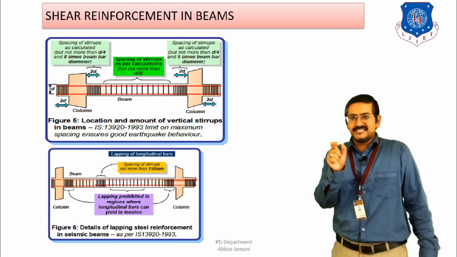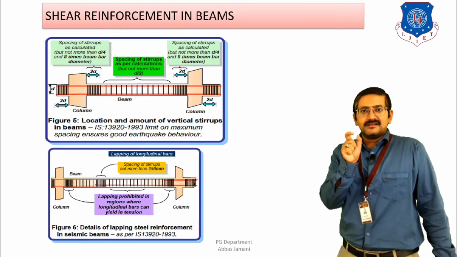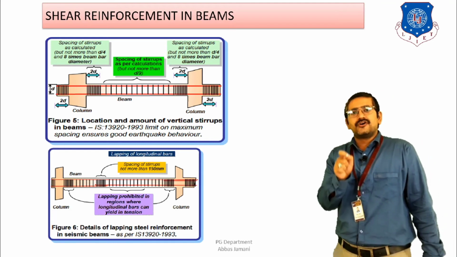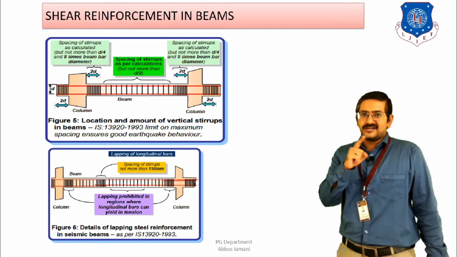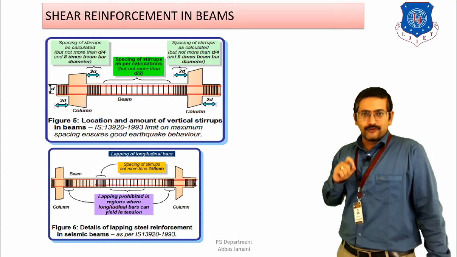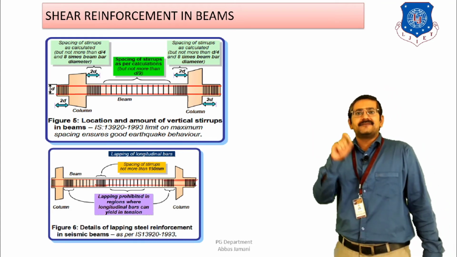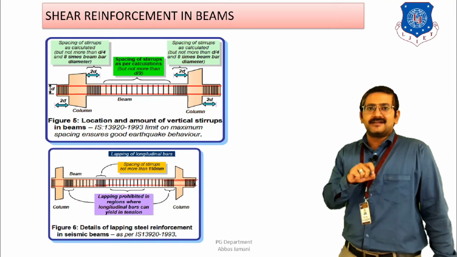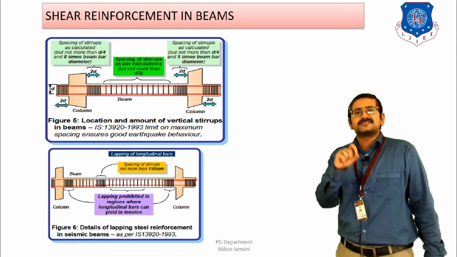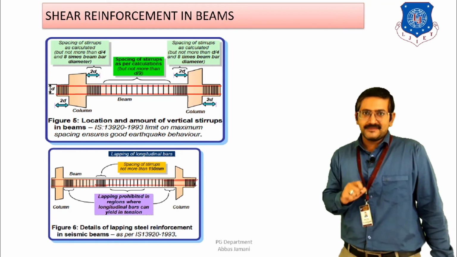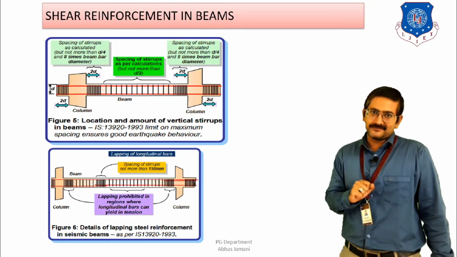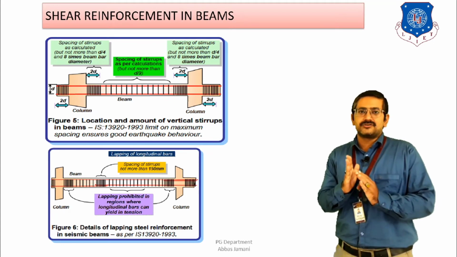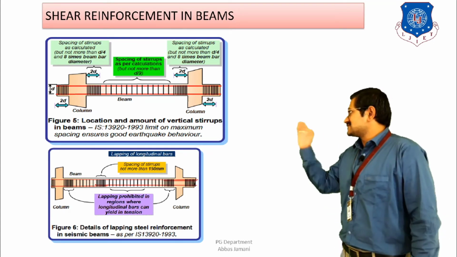Second, the spacing of these closed loops or stirrups that are going to be provided near the supports should not exceed 3 criteria. First criteria is d by 4, that is the effective depth divided by 4. Second criteria is 8 times the bar diameter, where the bar diameter is the smallest diameter of the longitudinal bar, and third criteria is 100 mm, right? And these 3 criteria should be followed for a distance of 2d from the face of the column, as you can see in the figure.